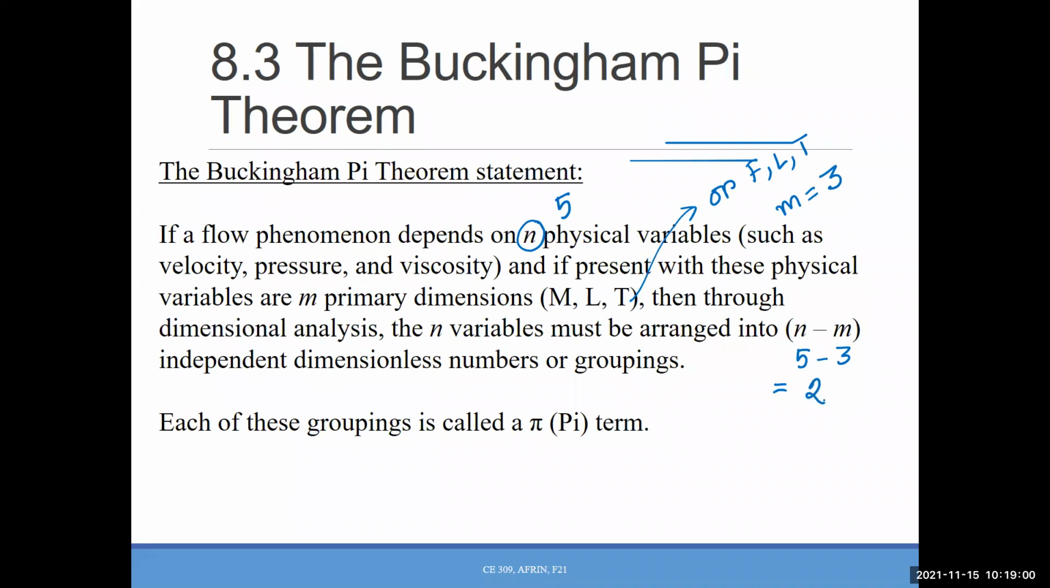Okay. So just from this statement, you can see if you have 5 parameters and if you can express those parameters with this MLT, finally, you will come up with how many dimensionless numbers? 2. So that is kind of a 60% reduction. You started with 5 and now you can work with only 2 variables, right?